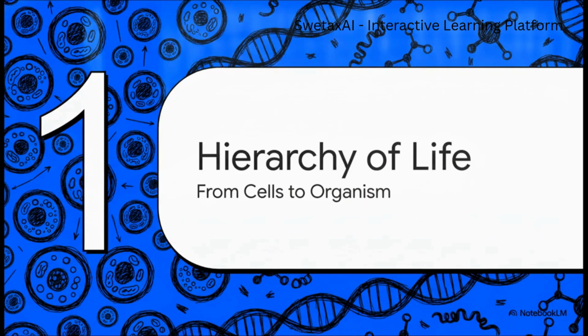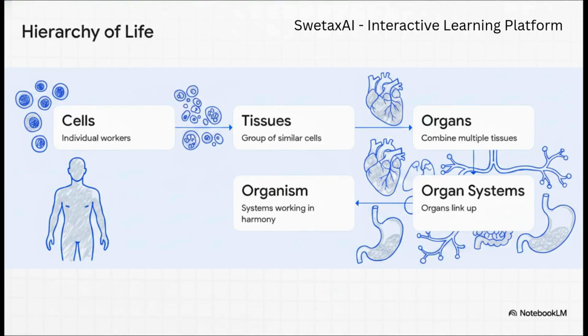Okay, let's dive into this with Section 1, the hierarchy of life. Think of this as the ultimate corporate ladder. Biologically speaking, every single multicellular organism follows this strict hierarchy. We start at step 1 with cells. These are your individual workers. But a single worker can't build an entire car all by themselves, right? So they group together in step 2 to form tissues.